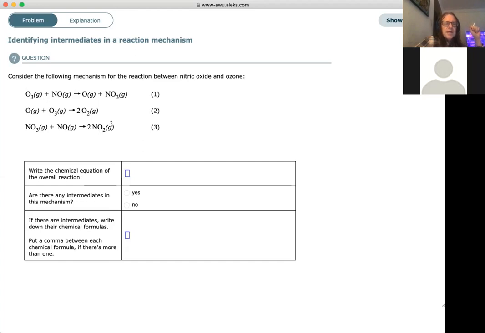Same issue though. What's the overall equation? Are there any intermediates? You can kind of look at it and see if there are intermediates. Here O is formed. Here it gets used up. That's an intermediate. NO3 is formed here. Oh, NO3 is used over there. That's going to be an intermediate too. So let's go through it.